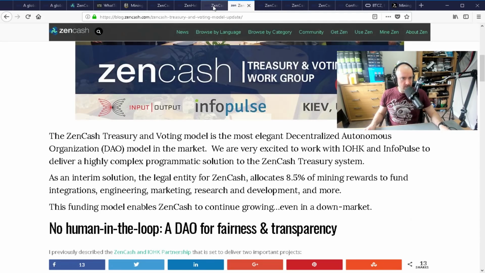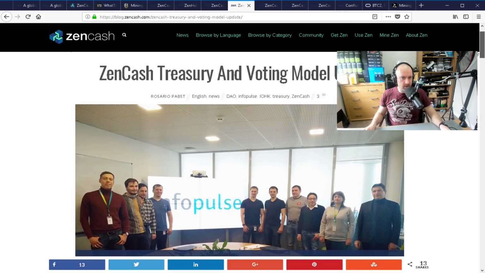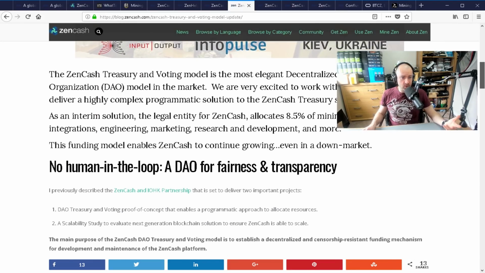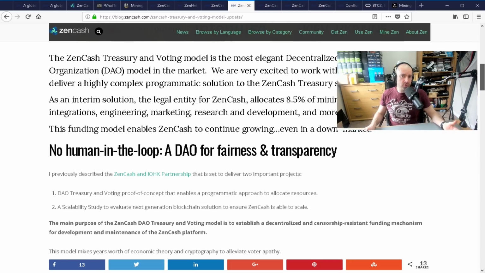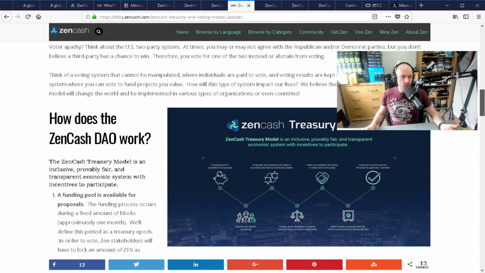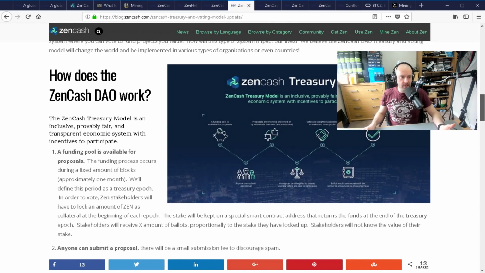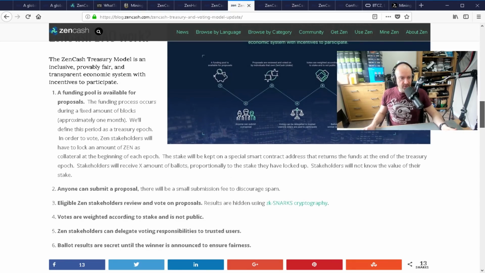And where is it? I've got so many. This one, yeah. So this is the fund. This is the announcement about it. And they've got a voting model. So basically, it's a decentralized voting model so that everyone can vote on what happens with the money for marketing, for development and all that.